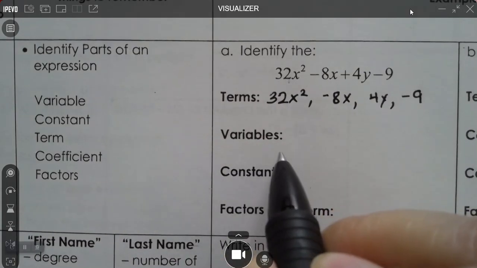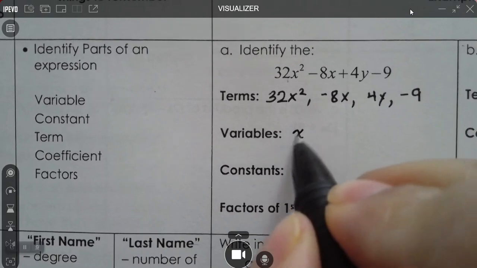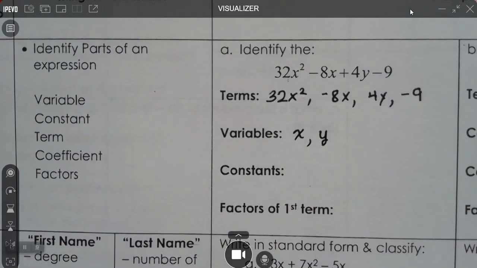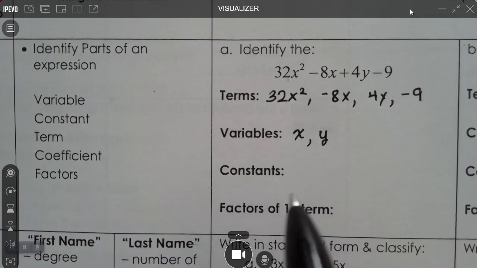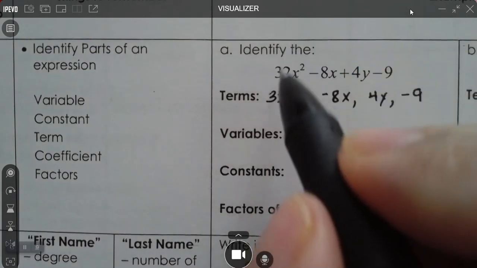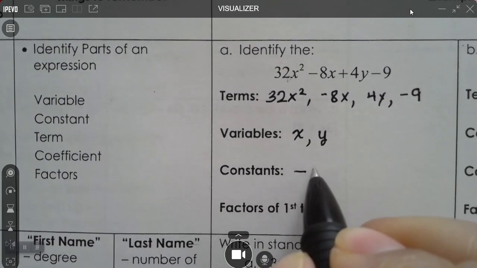If I ask you which ones are the variables, there's 2 types of variables here. We have x and we have y. The constants are the ones that have no variables to them. So the only term that doesn't have any variables is the negative 9. So our constant is negative 9.